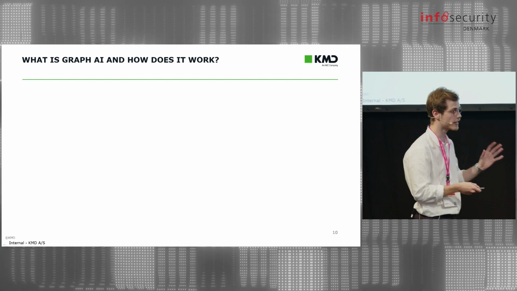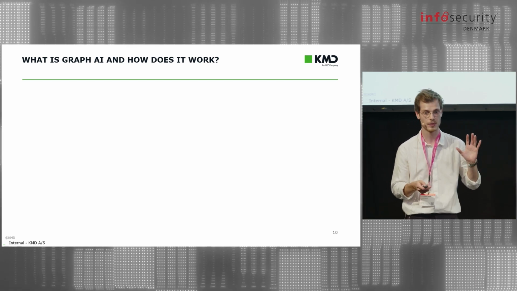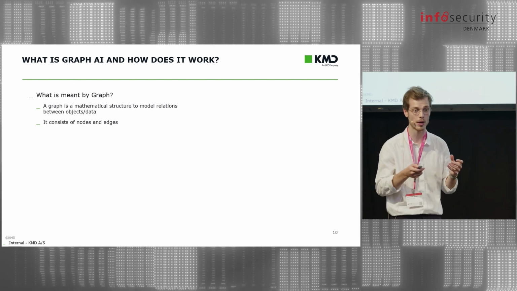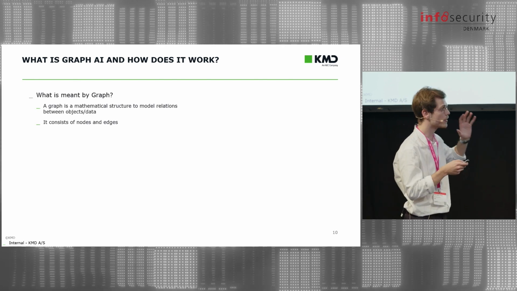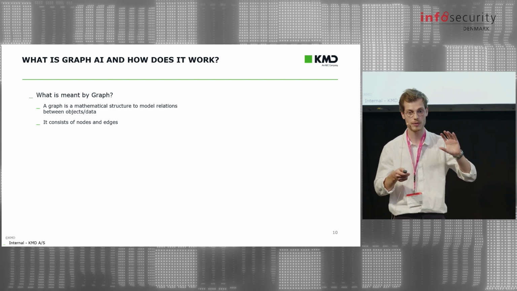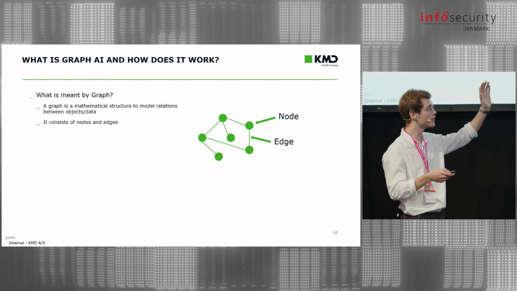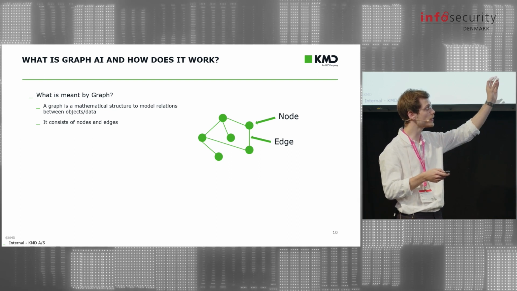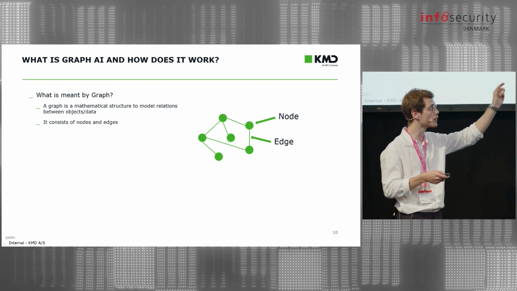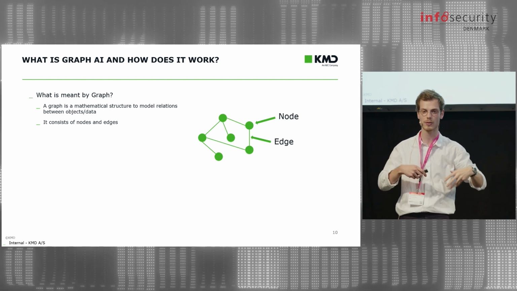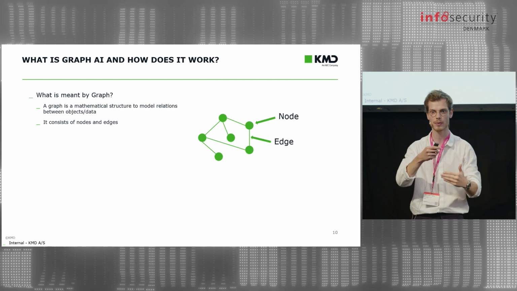So what is actually Graph AI? When we talk about graphs, we talk about a specific type of data modeling, where data is modeled in terms of edges and nodes. Often you'll see it illustrated as the figure over here, where you have nodes, the entities, which are the circles, and then you have the edges, which are the lines connecting the circles. And that means that it's a way of mapping entities and how they relate to each other.